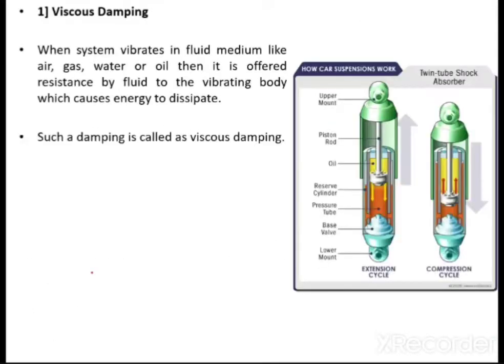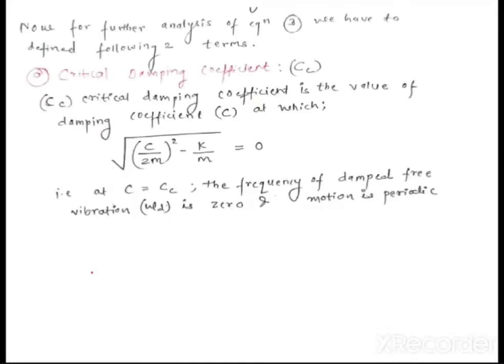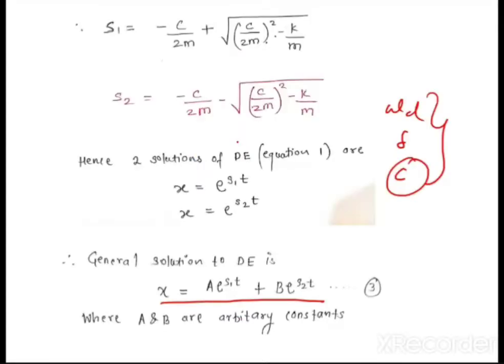Now, mathematically we will understand this. So the critical damping coefficient is the value of the damping coefficient at which, now, what are the two roots? The two roots are nothing but S1 and S2.